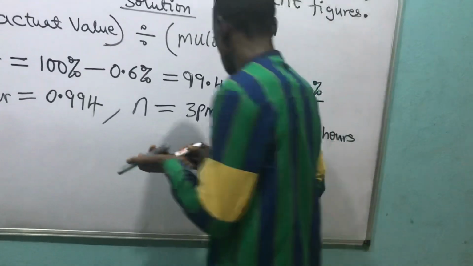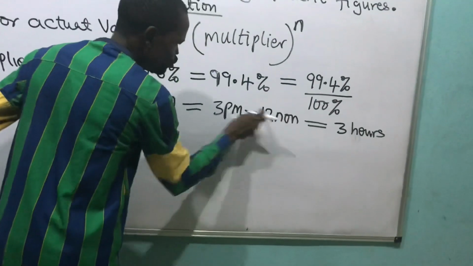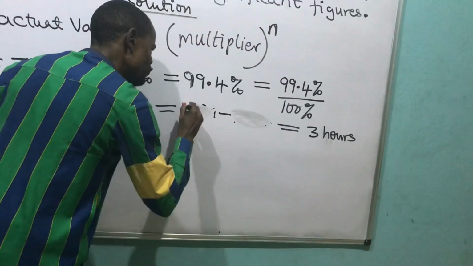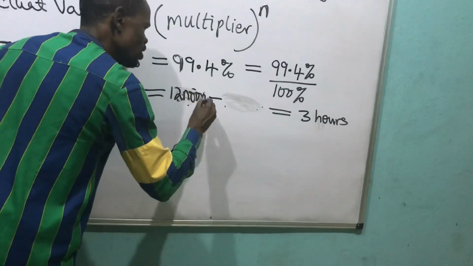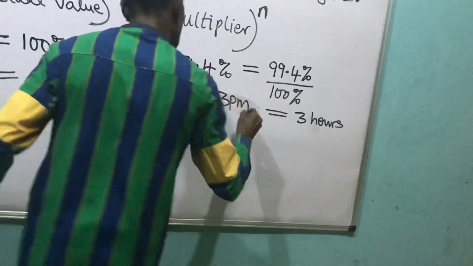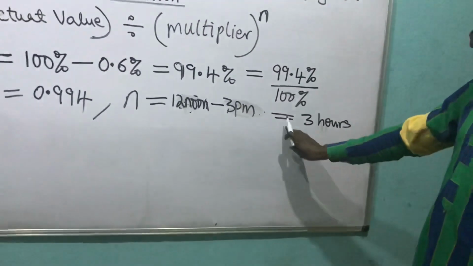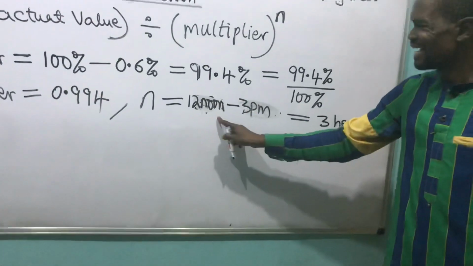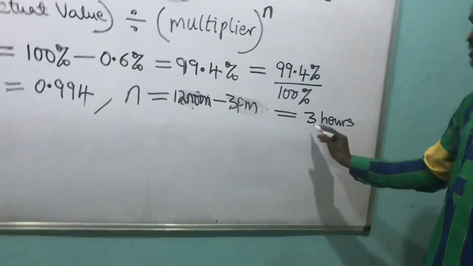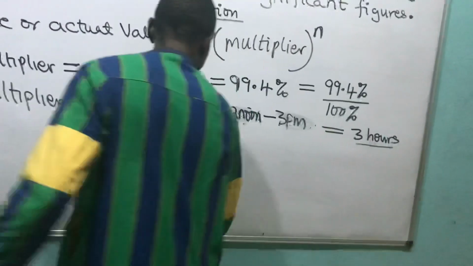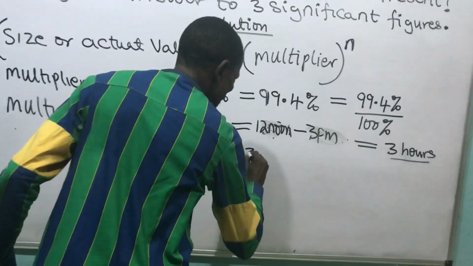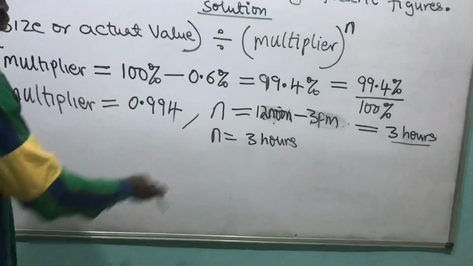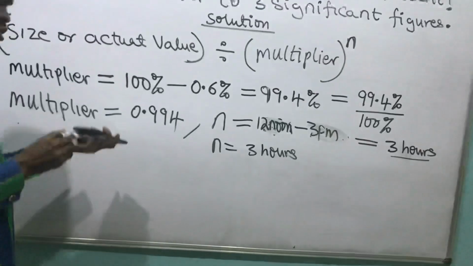Sorry. What I mean is, from 12 noon to 3 p.m., that's what I'm trying to say here. From 12 noon to 3 p.m., what we have covered is 3 hours. 12 noon, 1 till 3. That 3 hours is what we have covered. That means my n is equal to 3 hours. From 12 noon to 3 p.m., we cover 3 hours.